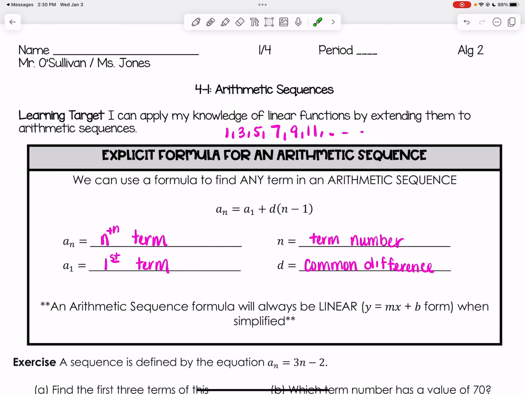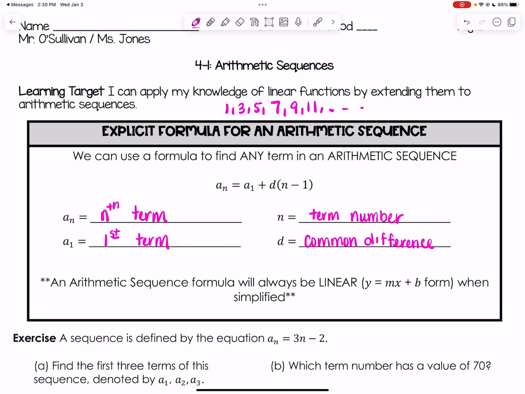So when we're looking at this right here, we're saying that a sub n represents our nth term. So it could be my fifth term, it could be my 10th term, it could be my 20th term. We say that a sub 1 represents our first term of our sequence. n is our term number, so basically if I want to find the fifth term, I'd plug in a 5. And then d is our common difference. So if you're ever stuck on how to find your common difference, all you have to do is just do term 2 minus term 1.